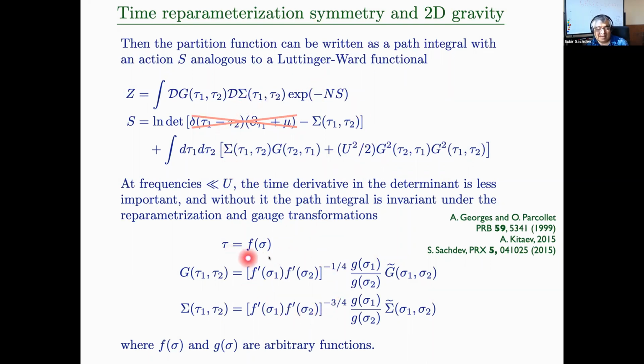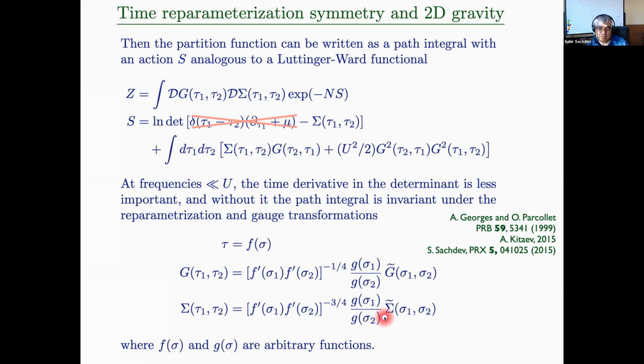In particular, it has a time reparameterization symmetry, hence the connections to gravity. You reparameterize from time tau to sigma, and the new action in terms of g tildes and sigma tildes has the same form as the original action. It just takes a few lines to check that. There's also a gauge symmetry, which I just won't talk about, which is important for some things. All right. However, this is an approximate symmetry because there is this term which definitely breaks this symmetry.